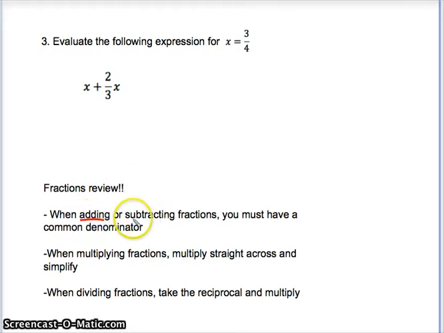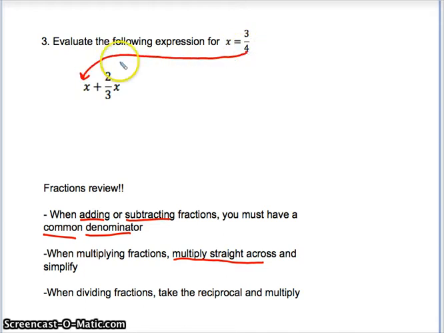Remember, when adding or subtracting fractions, you must have a common denominator. When we're multiplying fractions, we multiply straight across, and then we can simplify. And then when we divide fractions, remember we take the reciprocal and then multiply straight across. So let's evaluate our expression and use some of our fraction rules to come up with our answer. So remember, we are plugging in 3/4 for x. Alright, so let's rewrite our expression with 3/4 in it instead of x.